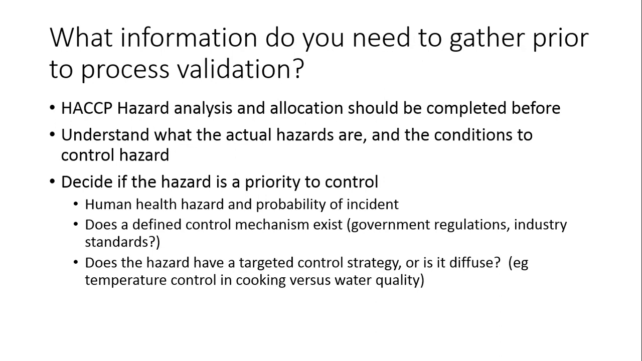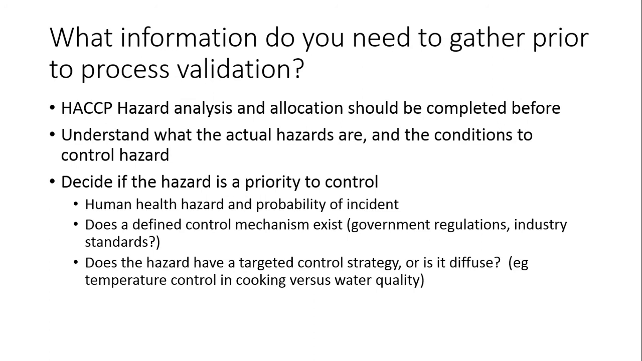Now, in many cases, you may have defined control mechanisms. The government may say, cook this product to an internal temperature of this, or you must show a log reduction of a set number of logs for a certain organism. Our favorite one, canned goods: pH must be below 4.6 to control Clostridium botulinum. In many cases, these control mechanisms are almost like folklore in the food manufacturing industry.